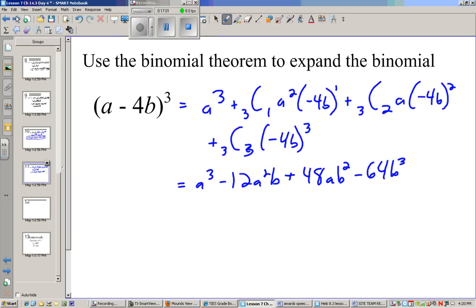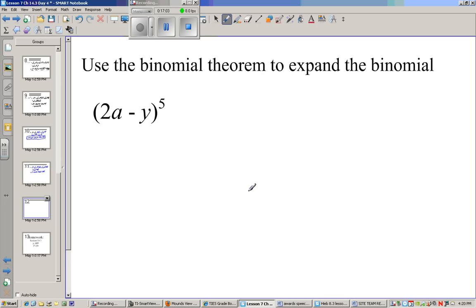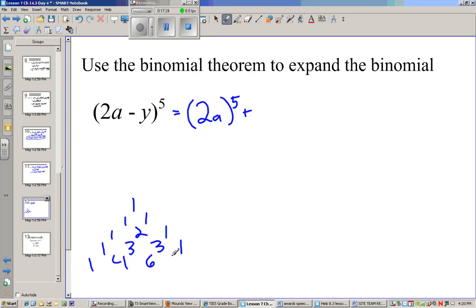All right, one more. 2a minus y to the fifth. We have 2a to the fifth. Now, if we think about the fifth, I think instead of doing the combinations, one thing that I think is easier is using Pascal's triangle.